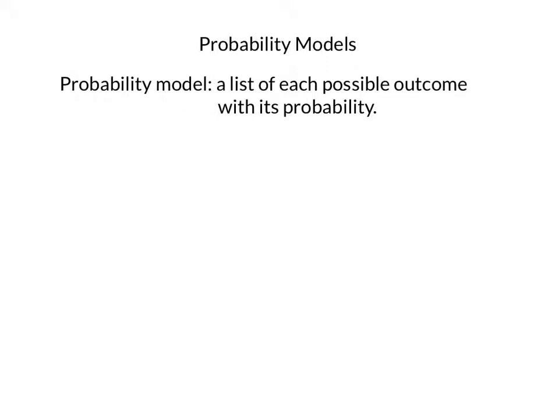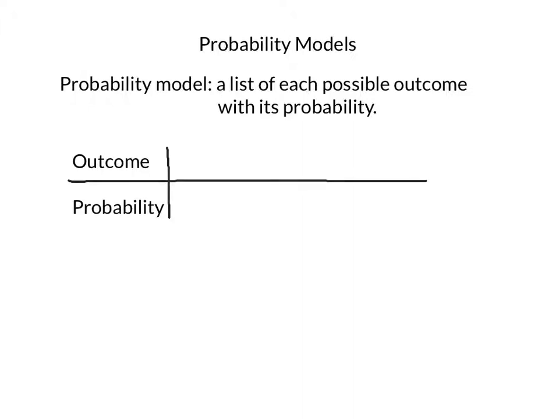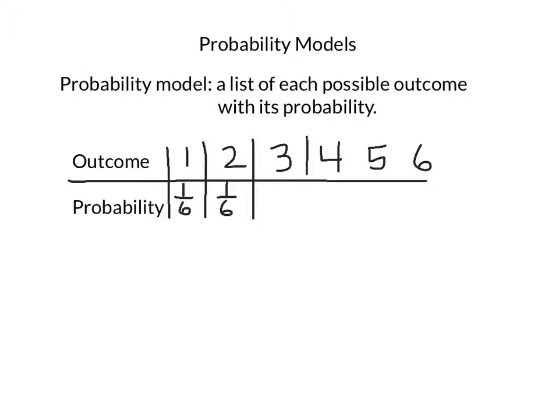A probability model is a list of each possible outcome with its probability. So if we're going to create a probability model for rolling a die, we need to have its outcome, along with its probability. So the probability of rolling a 1 is 1 out of 6. And a 2, and so forth.